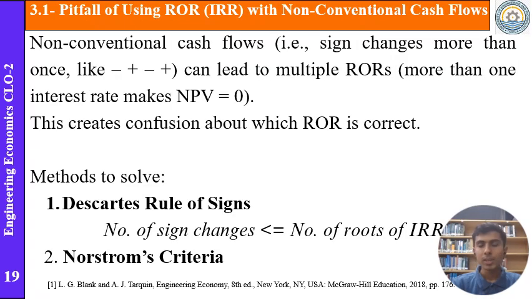There is a problem with calculating the ROR for non-conventional series because in non-conventional series there are a number of sign changes. With the possibility of a number of sign changes, there is a possibility of multiple roots of the rate of return. So what to do with these kinds of series? We have 2 different methods. Number 1 is the discount rule and the second one is the Armstrong criteria. The discount rule says that in any net cash flow series, the number of roots of the rate of return would be equal to or less than the number of sign changes throughout the series. Moreover, I will explain the Armstrong criteria with the help of an example in the next sections.